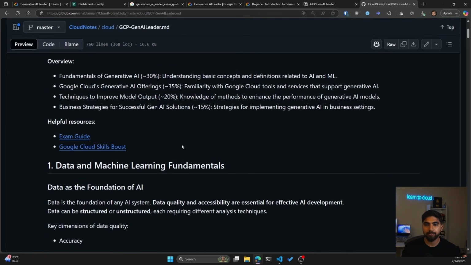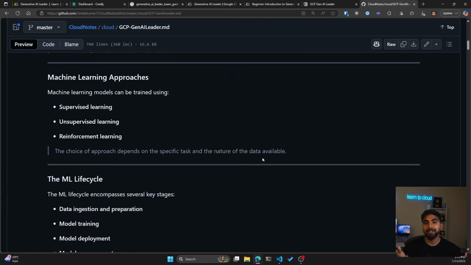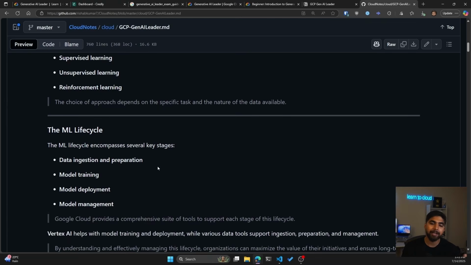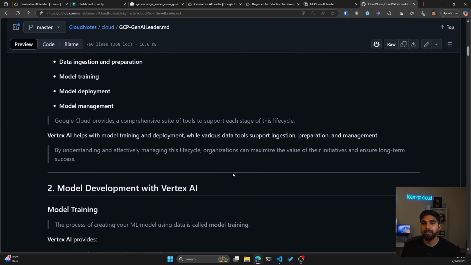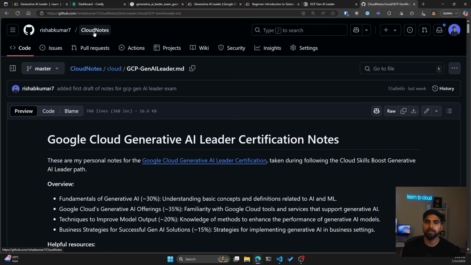Here are the Generative AI Leader ones. Again, they're inspired from my personal notes, but I clean them up for better understanding and readability than the Notion notes that I have. But yeah, you get the idea. And I'll make sure to link this down below. But if you just go to Rishabh Kumar 7 Cloud Notes, I'm pretty sure you'll be able to find this GitHub repo.